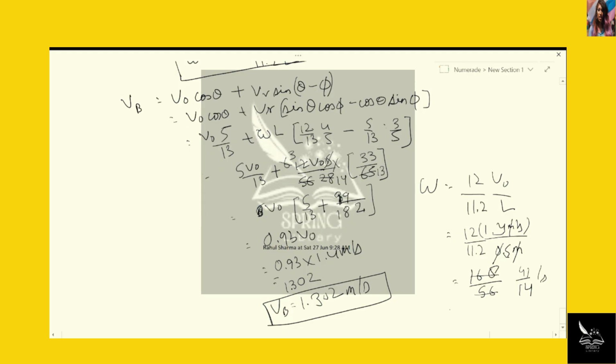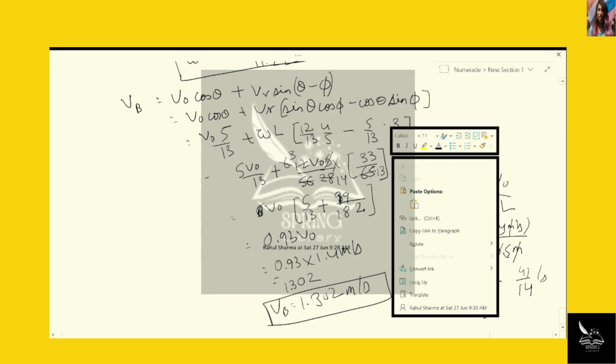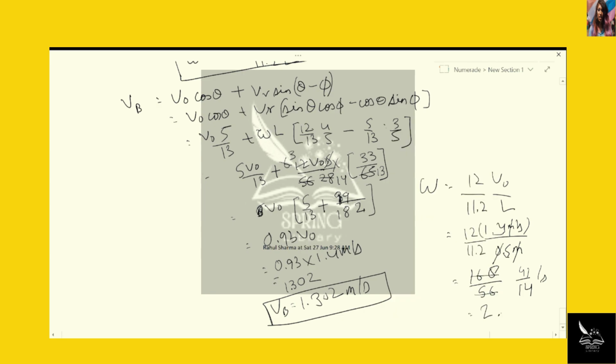So 41 over 14, we can divide this. So 14 twos are 28, then you will get 13. Take a decimal, then 2.9. Then you have 4 left over, so then again 2. So 2.92 radians per second. So this is going to be our omega. So we have figured out both these things.